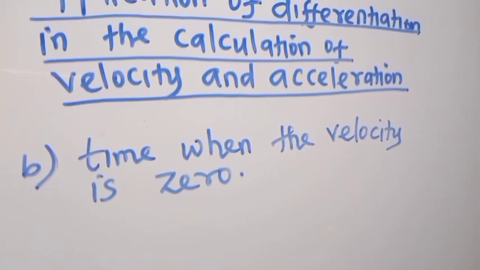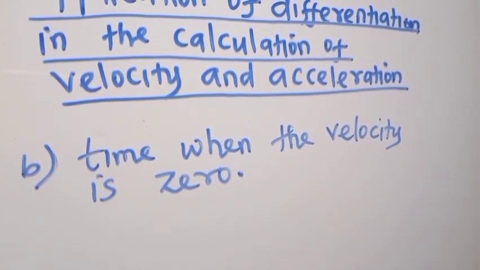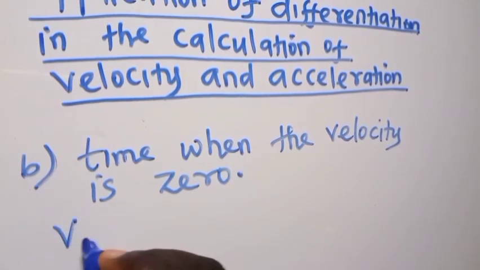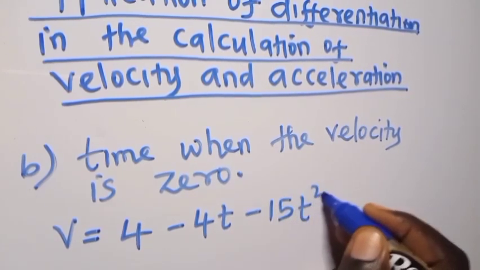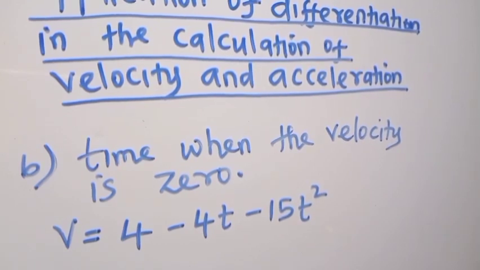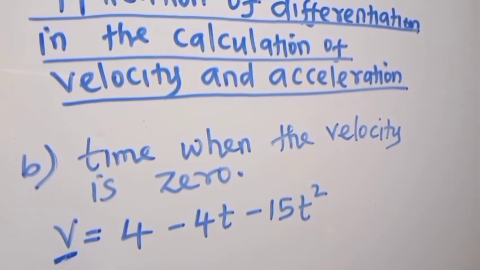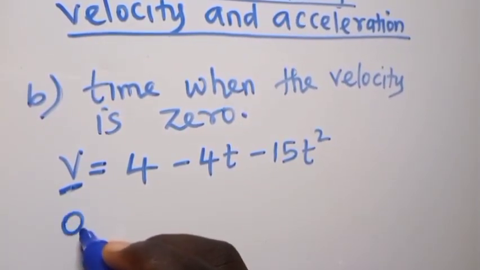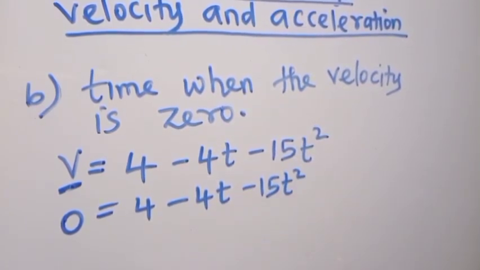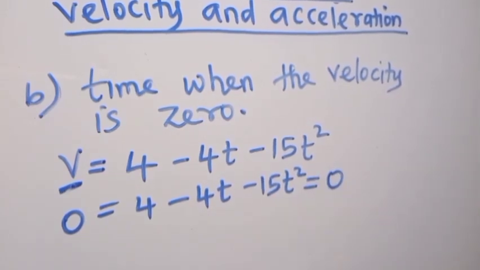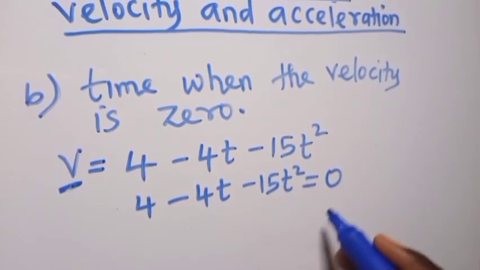Now, our second question says find the time when the velocity is 0. Now, our equation of velocity was phi equals 4 minus 4t minus 15t squared. That was our equation of velocity that we have obtained. If we substitute this phi with 0, we shall have 0 equals 4 minus 4t minus 15t squared, which is the same as 4 minus 4t minus 15t squared equals 0.